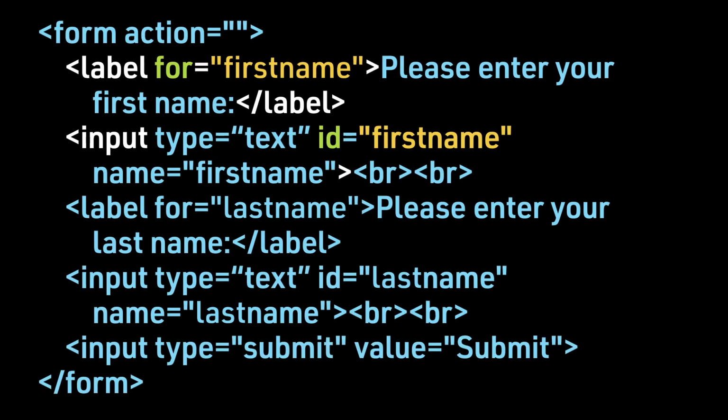The for attribute in the label element is used to bind the label to the ID attribute of the input element. So in this case, the first label with the for attribute of firstname will attach that label to the first input, which has an ID attribute of firstname. This way, the user knows that the first input field is for the user to enter their first name.